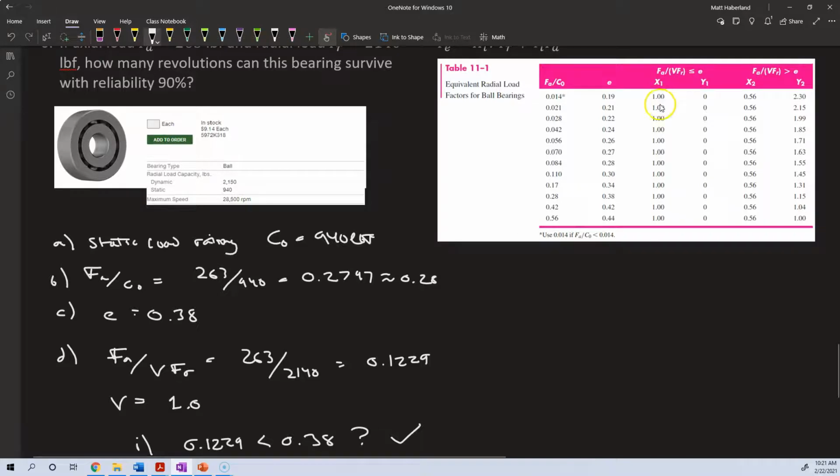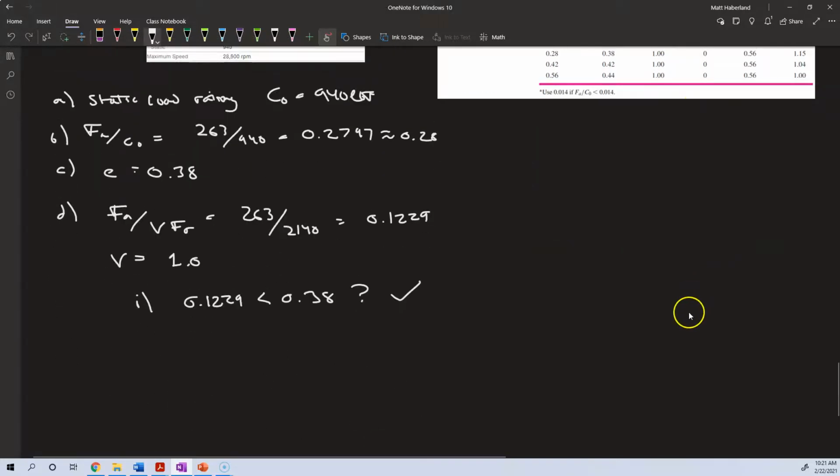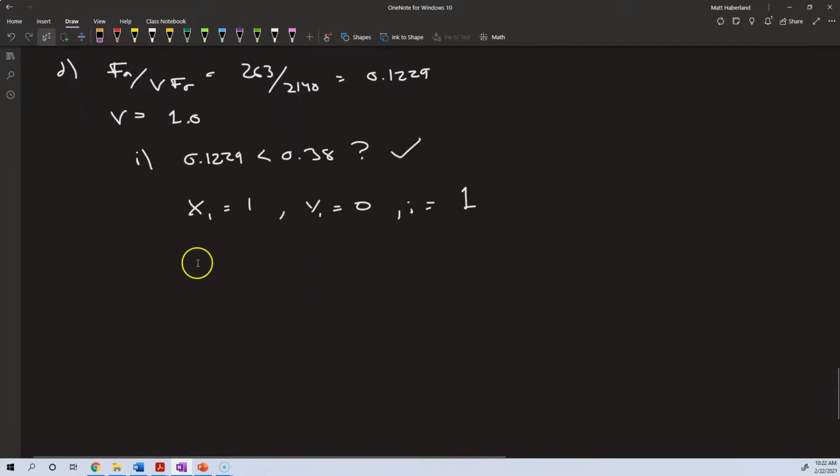X1 is equal to 1.0 for any of them. Y1 is equal to 0 for any of them. That means X1 is equal to 1, Y1 is equal to 0, and I is equal to 1. That is what we're going to use in our equation. So when we find the equivalent load, we say X1 times V times FR plus Y1 times FA.